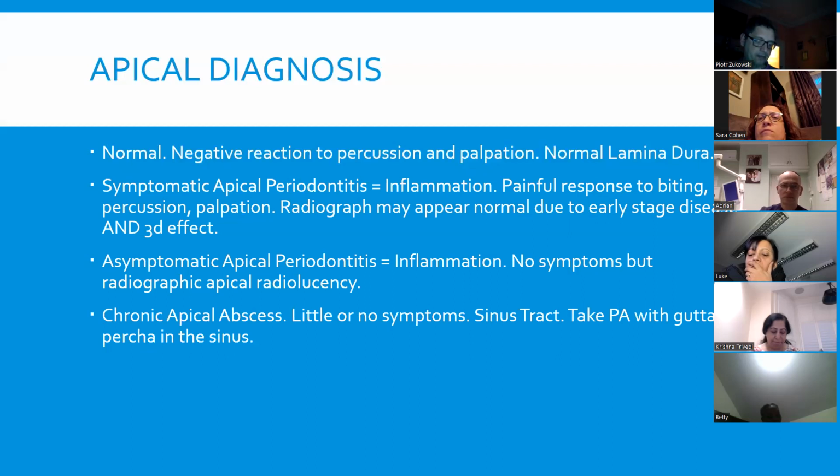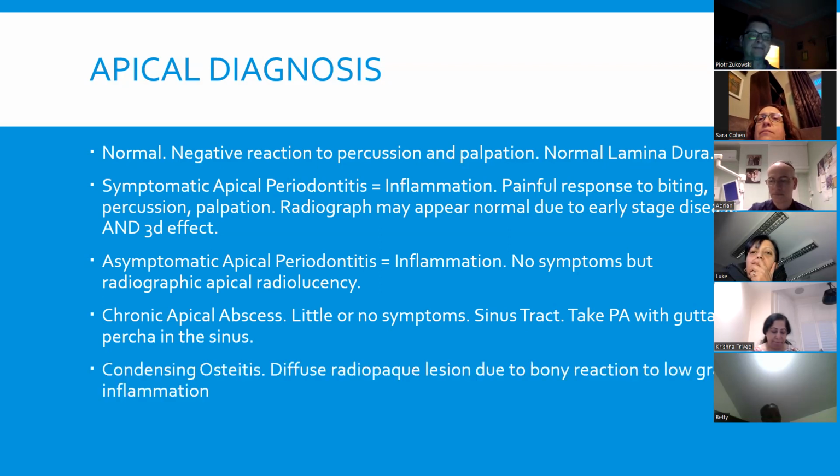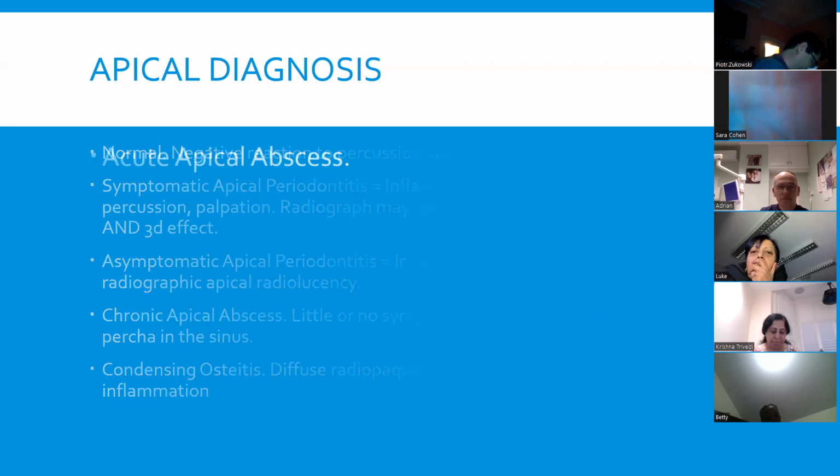Chronic apical abscess, little or no symptoms. You've got the sinus tract. Take the PA with gutta-percha in it. And again, we do see these on the urgent clinic because the chronic one can go acute at any point. Condensing osteitis, a diffuse radiopaque lesion due to a bony reaction to low-grade inflammation. Unusual, but we do see it from time to time.